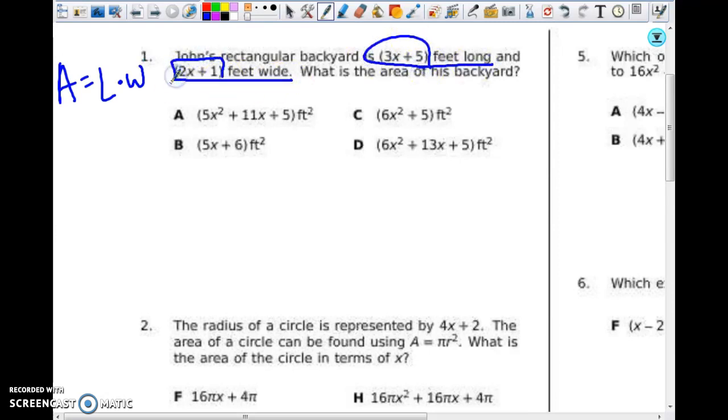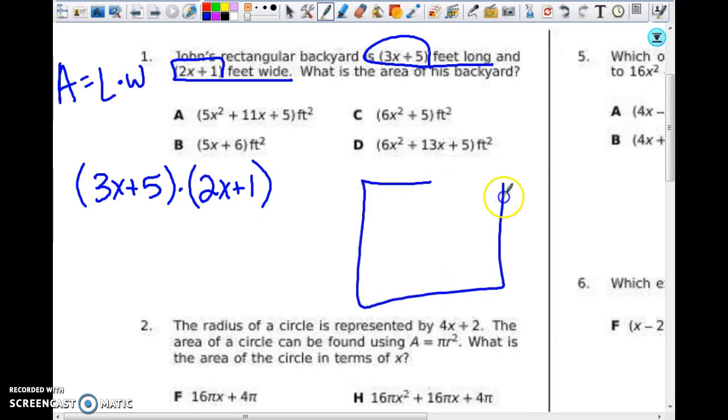Yes. So you have your length, which is 3x plus 5, and then times your width, which is 2x plus 1. All you have to do is multiply them. Guys, if you're multiplying this by hand, you can put this in a box, right? A 2 by 2 box. Just don't forget that in your box, you add them, right? So cool.